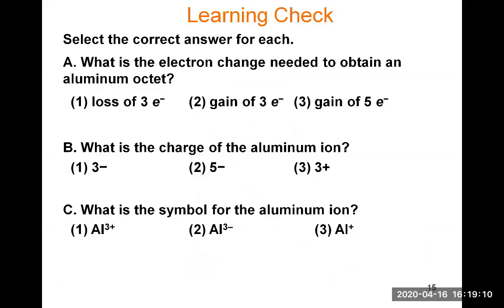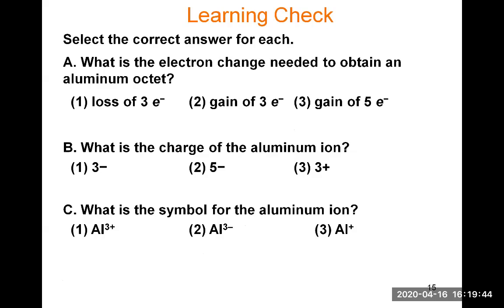So let's go through some learning checks here to help you remember how to find what kind of ions elements become. It is a good habit here to pause the video and put the effort into answering the questions before you watch the answer. So select the correct answer for each. What is the electron change needed to obtain an aluminum octet?